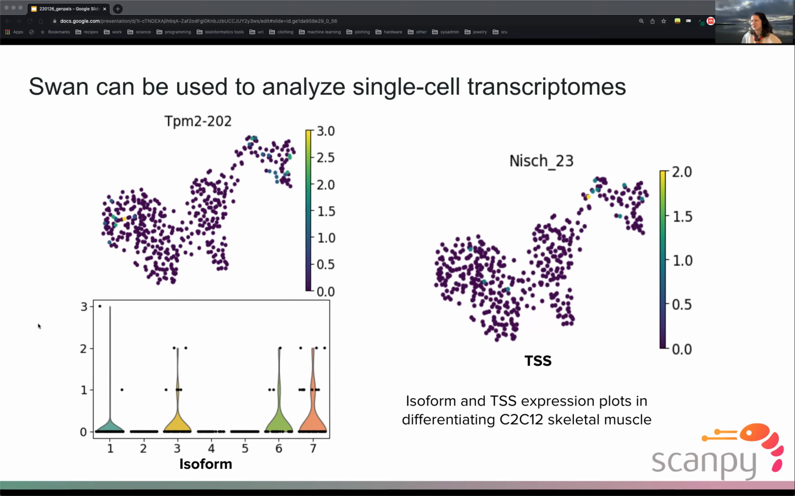Single cell long read data particularly is extremely sparse, but you can make violin plots. You can color your UMAPs based on expression of specific isoforms or of specific transcription start sites or transcription end sites. So this is going to end the first part of my talk. If anybody has any questions about what Swan's capable of, or how it works, or what the hell did I even just say, maybe we can break for that for a second before I move into the next part.